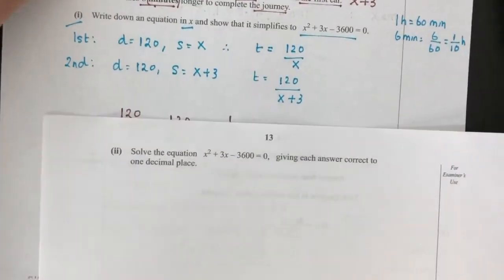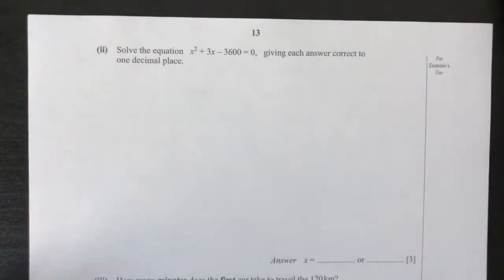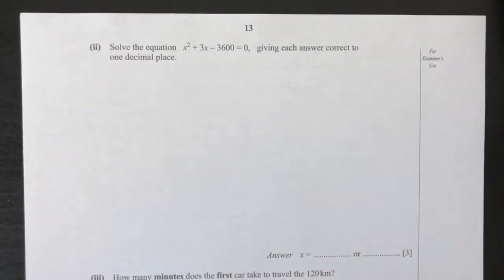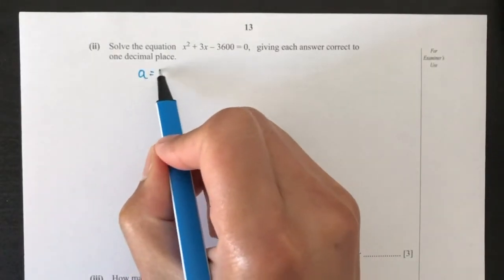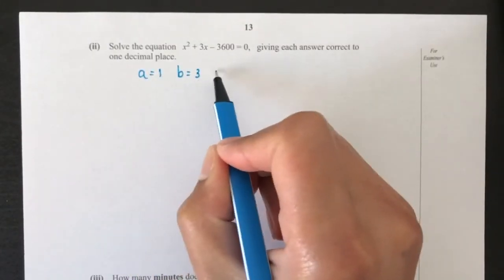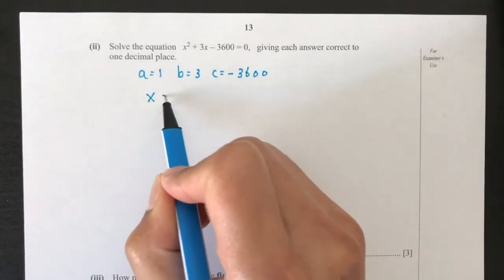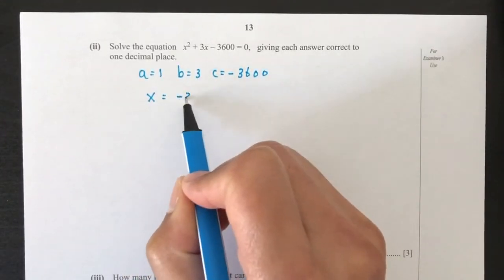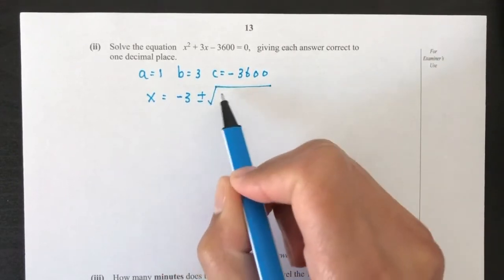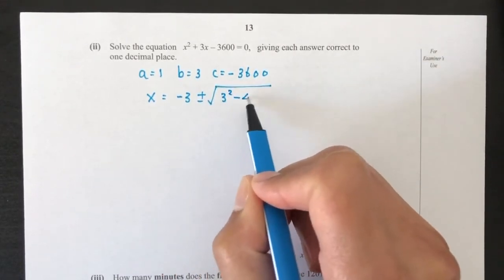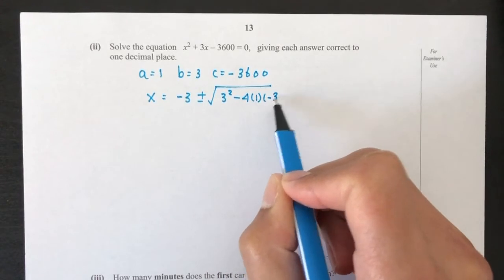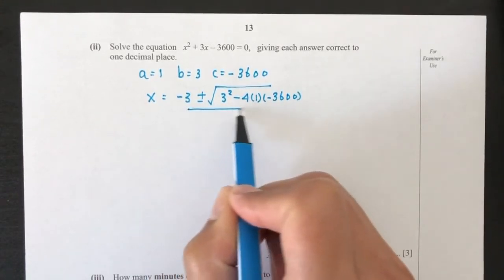Now for part 2, we have to solve this equation, giving your answer correct to 1 decimal place. So a is 1, b is 3, c is minus 3600. So x is equal to minus b plus or minus root of b squared minus 4 times a times c, divided by 2 times a.